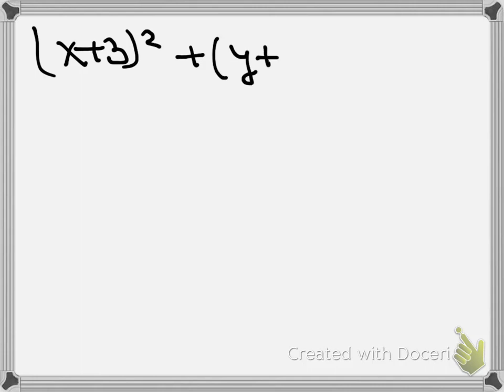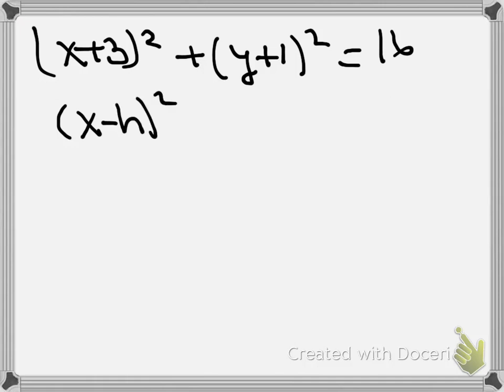We have x plus 3 squared plus y plus 1 squared is equal to 16. We know that the form of the circle to get the center (h, k) has to look like x minus h, squared, plus y minus k, squared, would be equal to r squared. So I need to rewrite those terms so they have this minus sign.